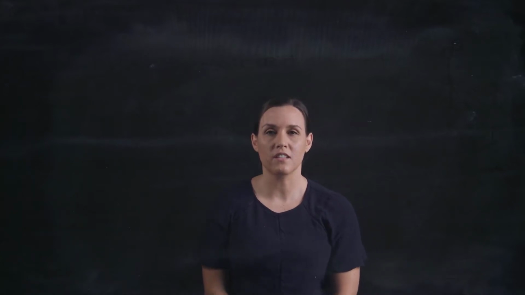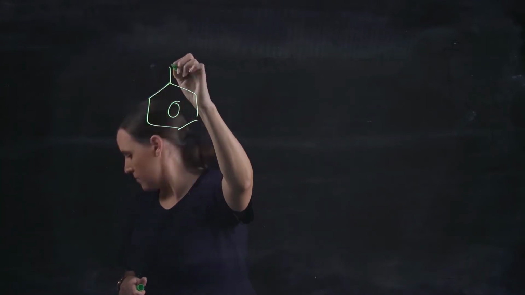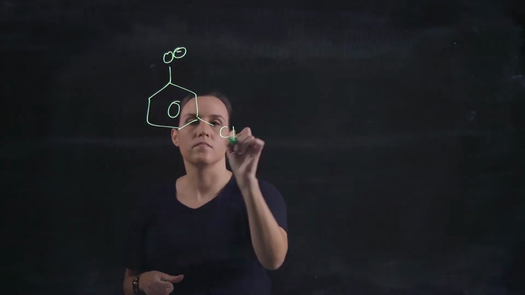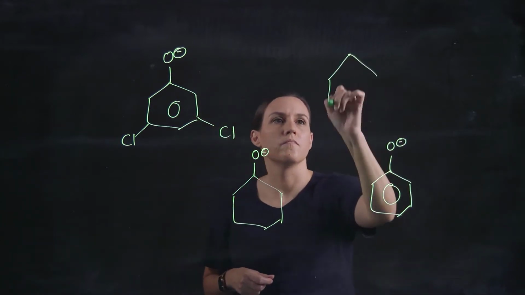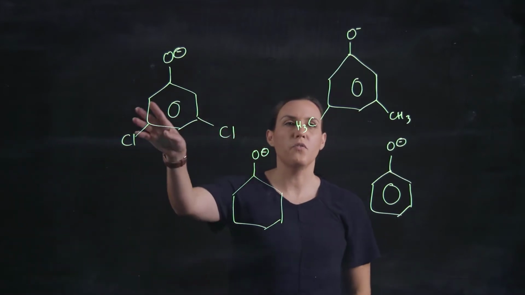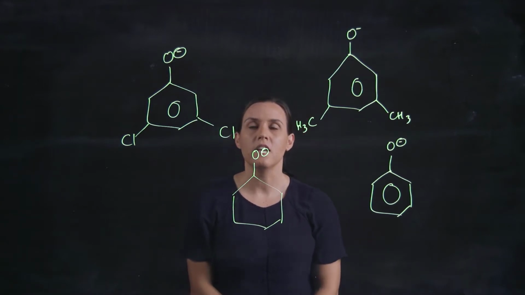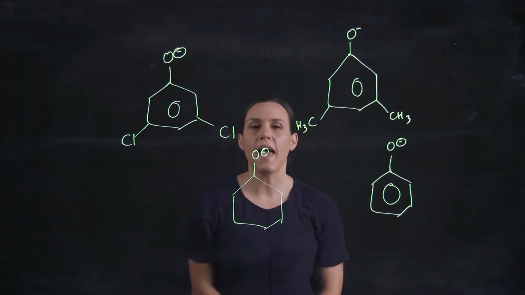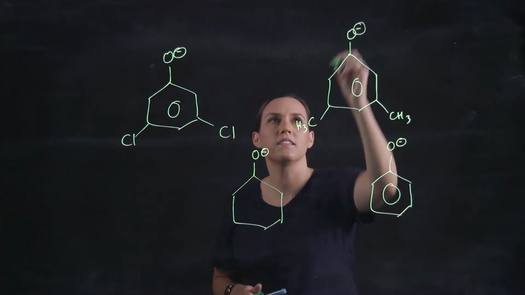So today we're going to look at a series of compounds and rank them in order of their acidity. So these are the compounds. These are the four compounds that we're going to look at, and we're going to look at the acidity of these compounds. The acidity has got to do with how much the O- is stabilized.